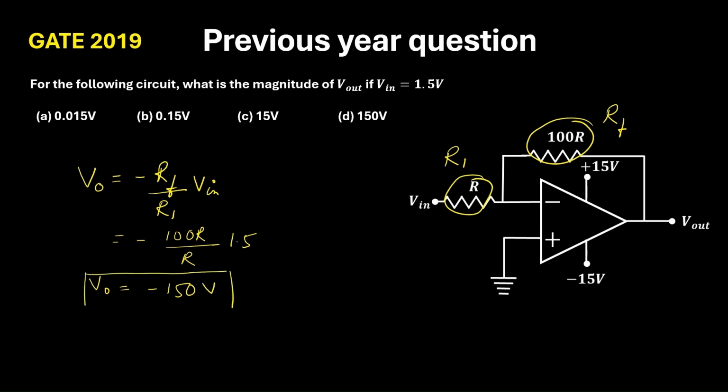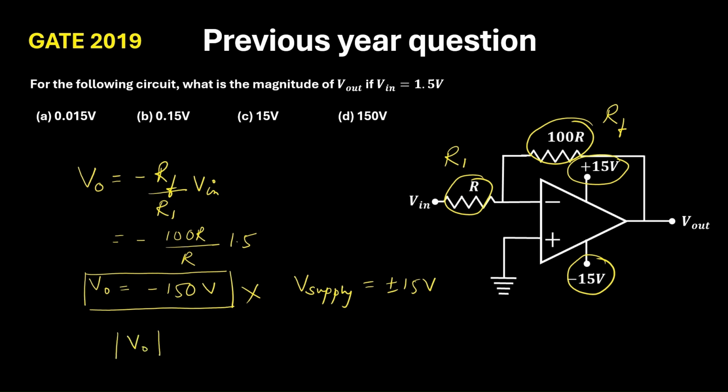Now the answer is not 150 volt because here we can see the supply is plus minus 15 volt. That is V supply is plus minus 15 volt. We have already learned that the output cannot exceed the supply voltage. So the closest answer, if I take the magnitude, will be 15 volt. So option C is the correct answer.